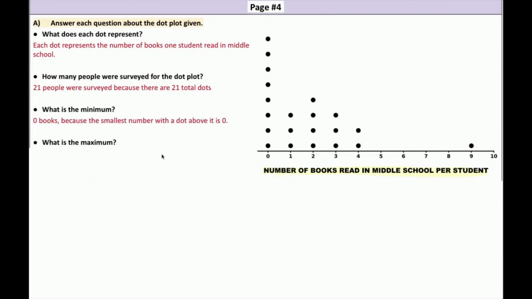What is the maximum? If you said 10, that's a common mistake. It is not 10 because there's no dot above 10. There's no data. There's no one who read 10 books in middle school. So the maximum is 9 because it's the largest number with a dot above it. What is the mode? Remember, mode, most. Most dots is 0.